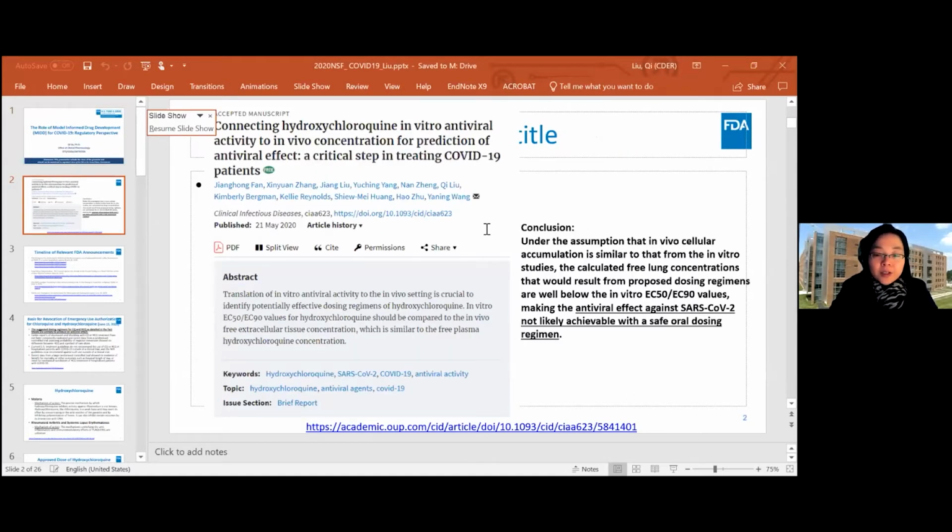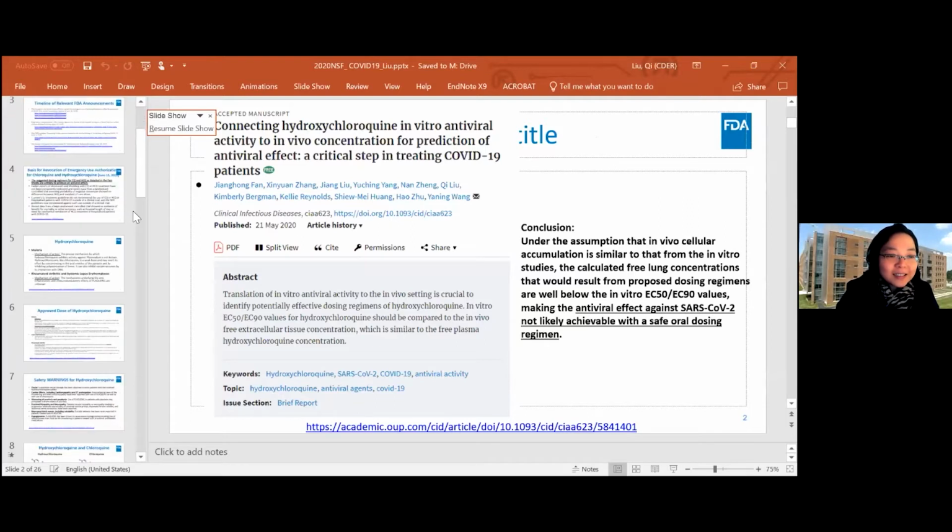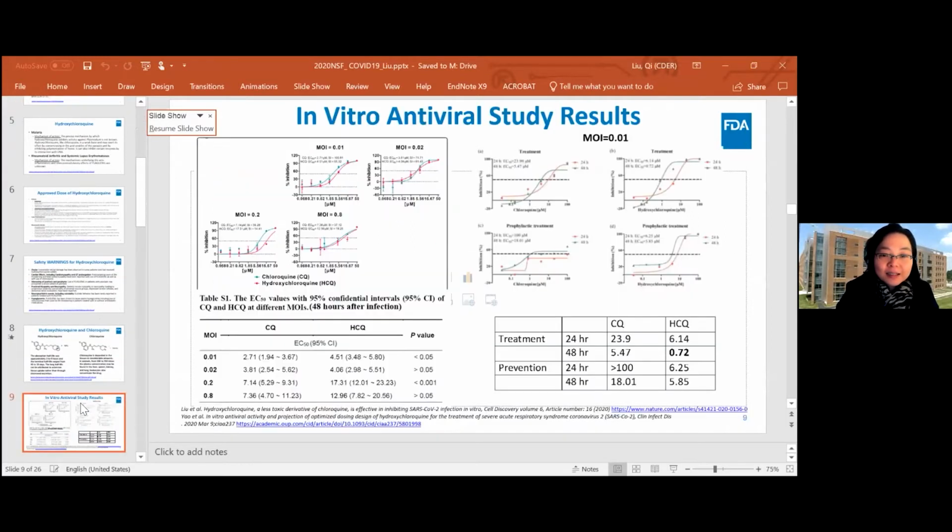During the early phase of this pandemic, two papers reported the in vitro antiviral activity of both hydroxychloroquine and chloroquine. The results on the left is from New et al., and the results from the right is from Yao et al.